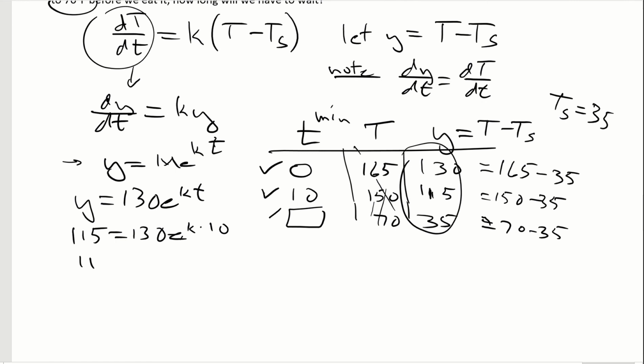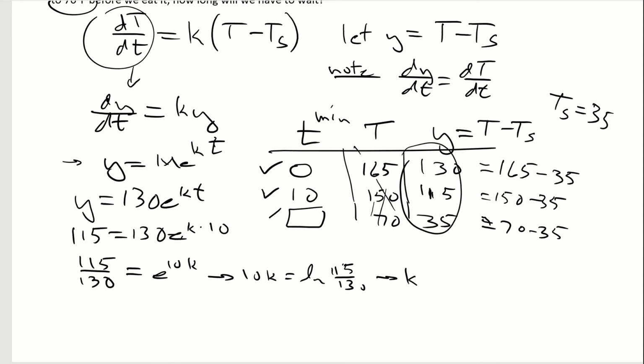So you divide, and you've seen this before, right? e to the 10k, which means that 10k is natural log of 115 over 130. And so k itself is 1/10 of this natural log. Running it through the calculator, what did I get for that one? About a negative 0.0122. Why is it negative? Because this guy is cooling off. The temperature is decreasing, so you get a negative there.